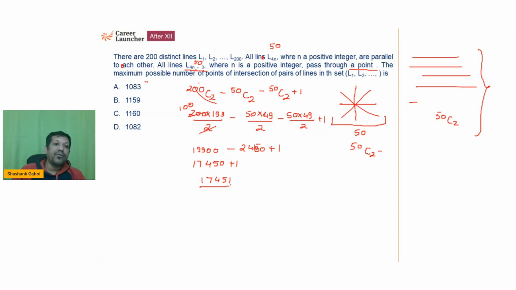But if you look at the options, all the options are 4-digit. In reality, it should be a 5-digit answer. So this is the error in this question. I won't say the question is wrong, but you can't choose an option in this question. So that's the reason this question is wrong.